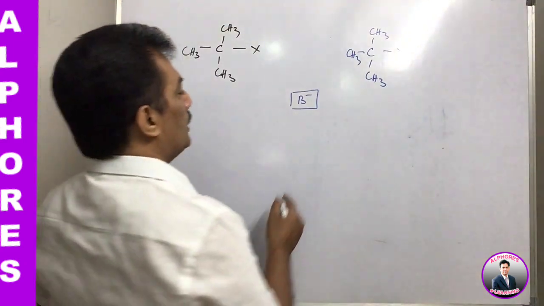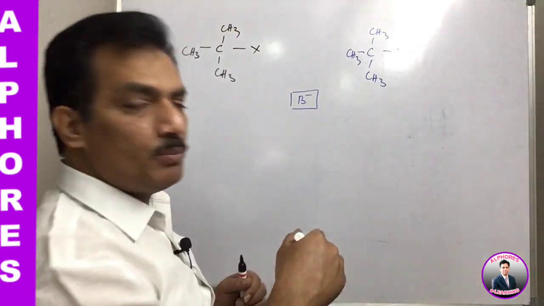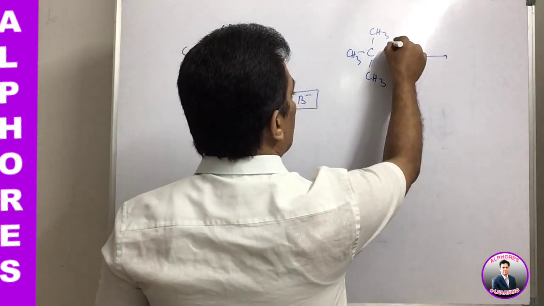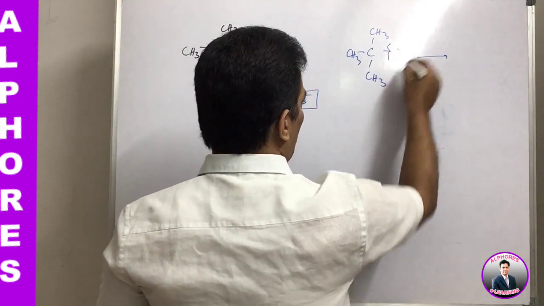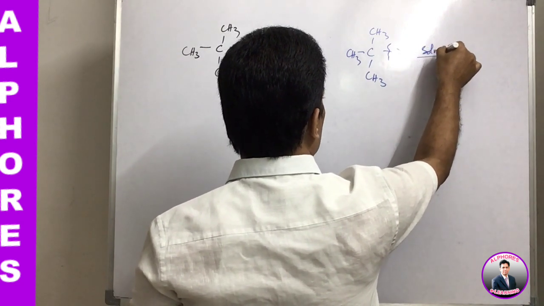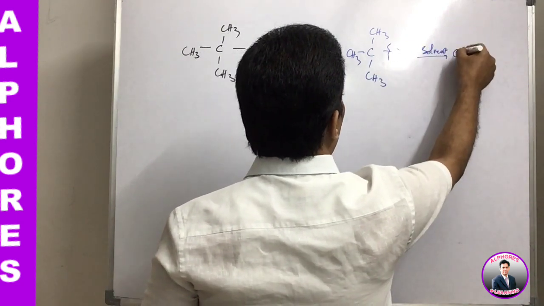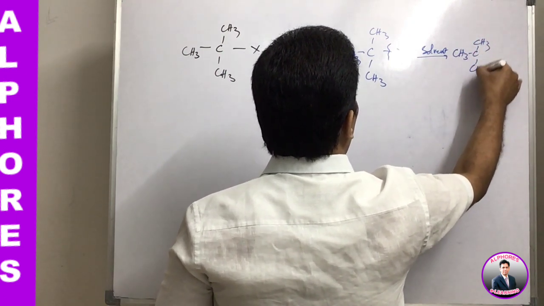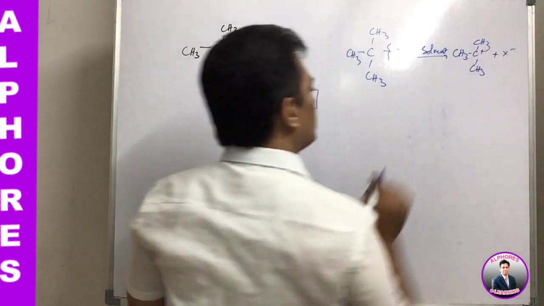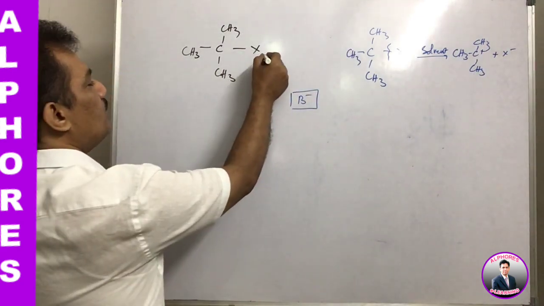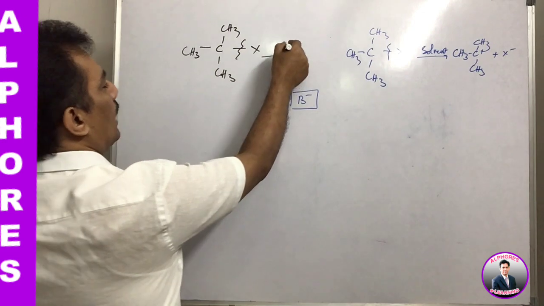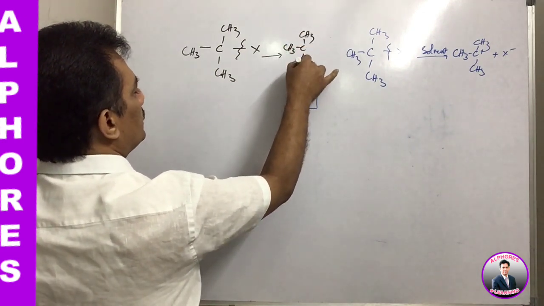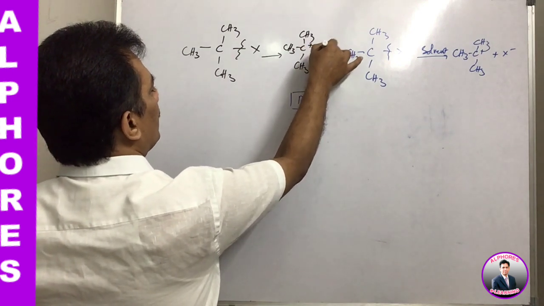Clear? Now, before it attacks the substrate, these two tend to cleave their bond in the solvent. Mostly the solvent will be a polar solvent. It forms CH3, CH3, CH3 plus and X minus. Here also the same thing will happen. The bond will cleave, forming CH3, CH3, CH3 plus and X minus.